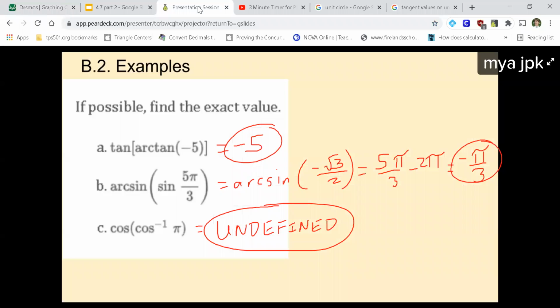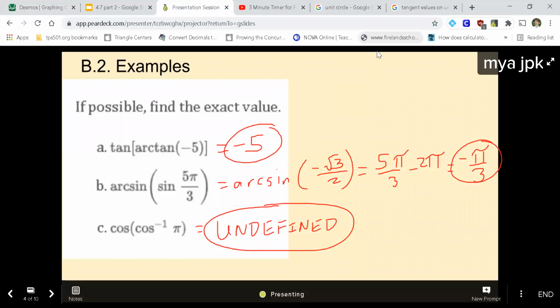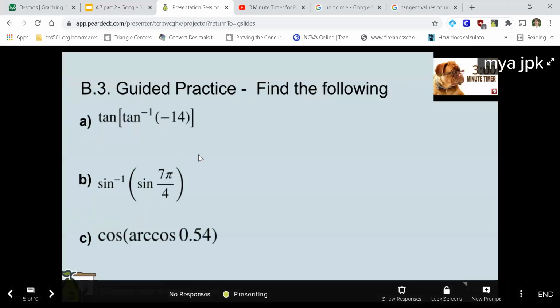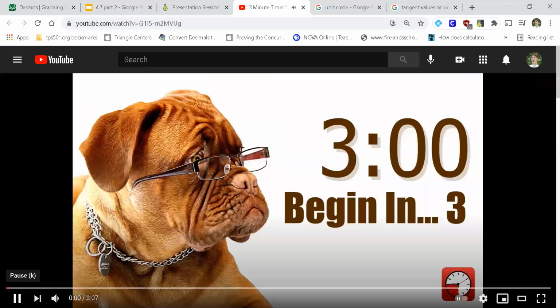All right, so any questions about these examples? All right, then let's have you try some. Tell me what these three composite functions are. I'll give you 3 minutes, and then we'll go over it.